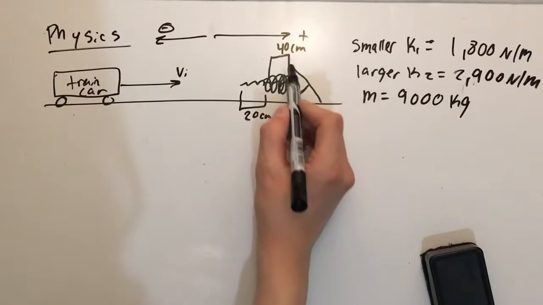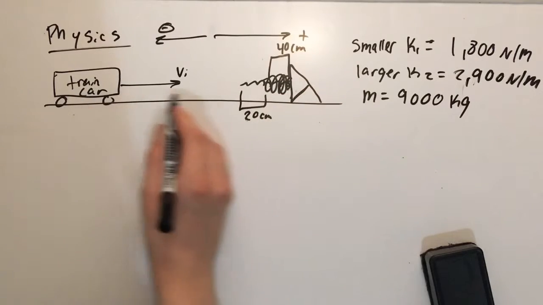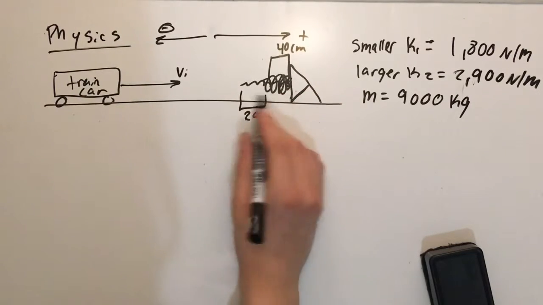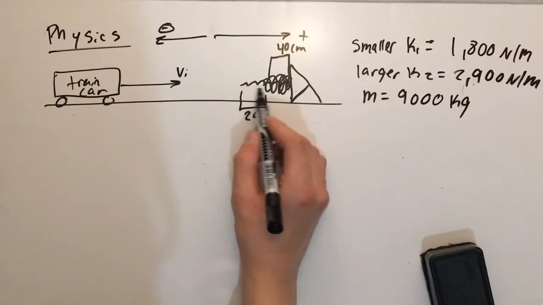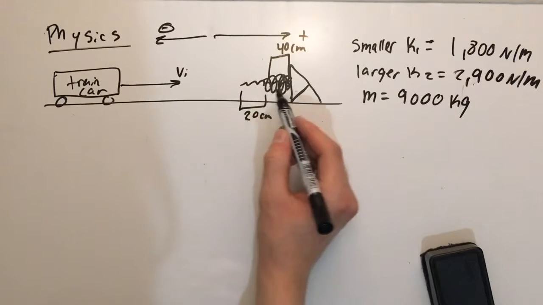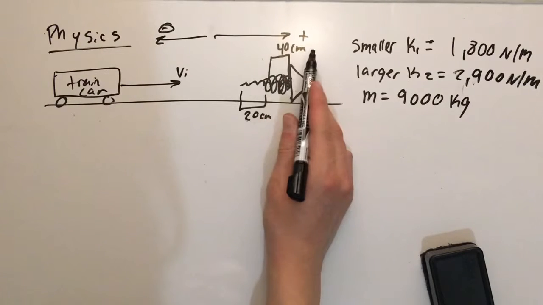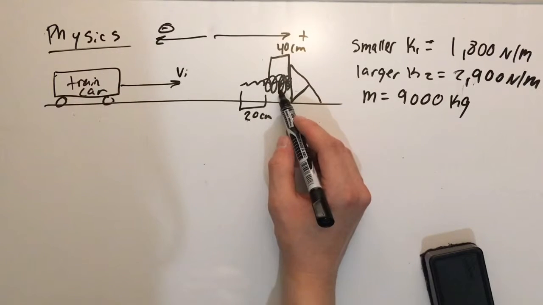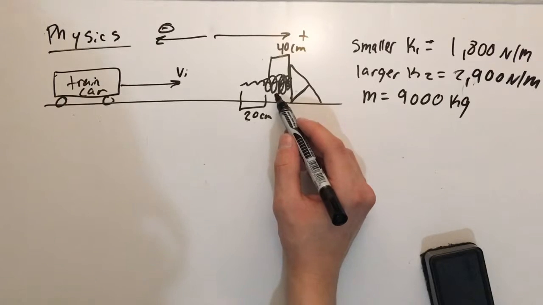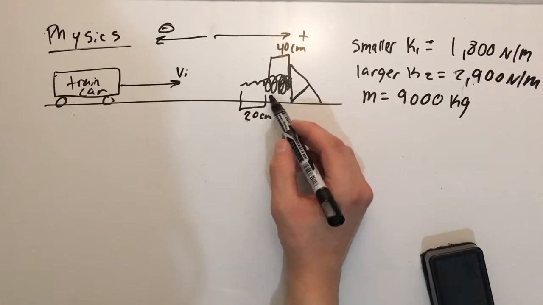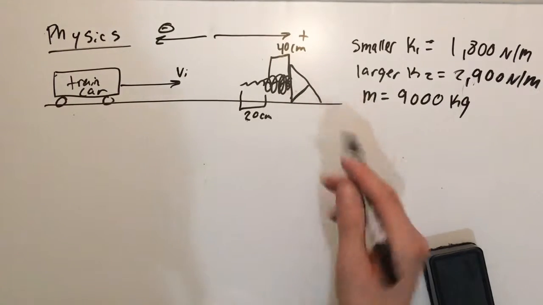And so this train car comes down here and it's stopped by these two springs. So the smaller, inside spring can compress 20 centimeters before it engages with the larger spring, which can compress 40 centimeters until the gauges of the wire of the spring touch each other, in which case it's compressed entirely and it can't compress anymore.